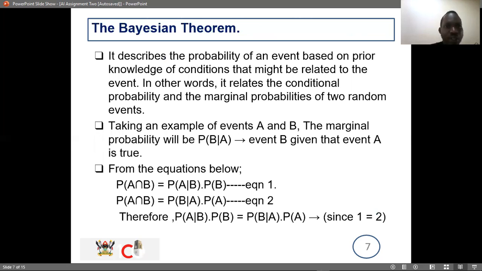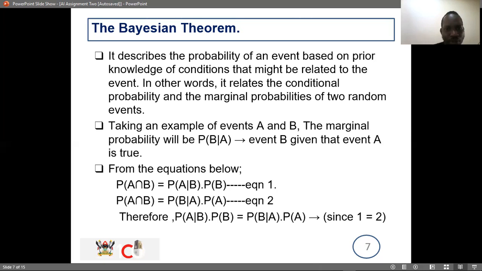It describes the probability of an event based on prior knowledge of conditions that might be related to the event. In other words, it relates the conditional probability and the marginal probabilities of two random events. Here we have a scenario taking an example of events A and B, where the conditional probability is the probability of B given A, which means that event B will occur given that event A is true.